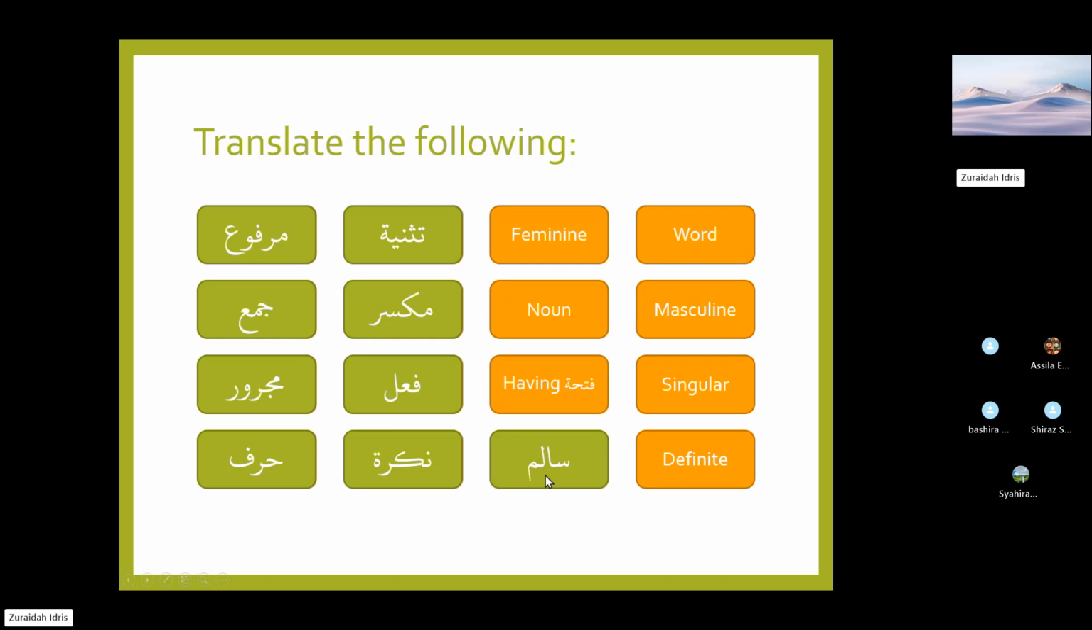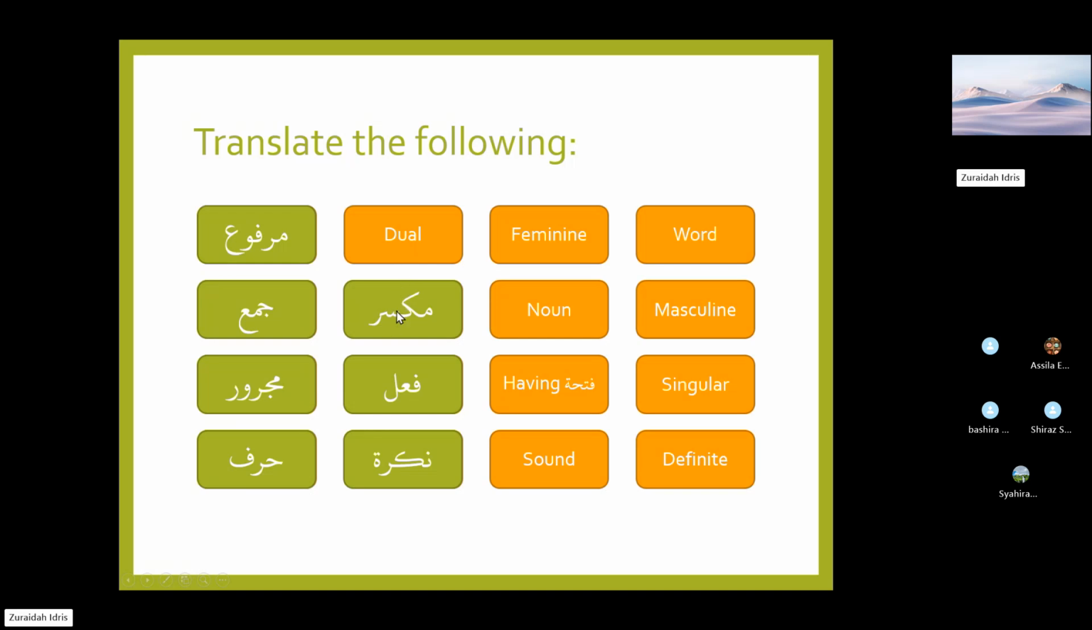Sister Ralin, Salim. What does Salim mean? Jam'un Muzakkar Salim, right? What is the term that I normally use when I say it in English? It rhymes with the word ground. Salim. Sound. Yes, sound, good. Then Tasniyah. Whose turn is it now? Mine. Dual. Yes, dual.